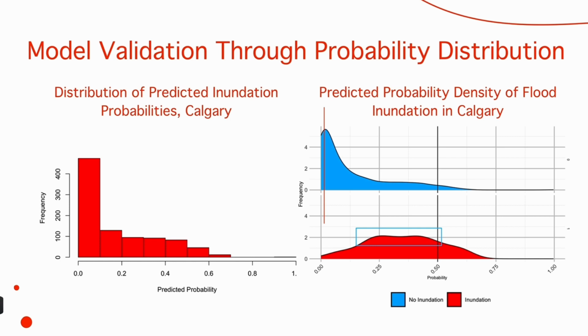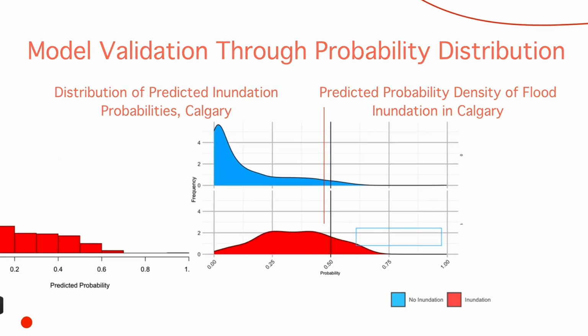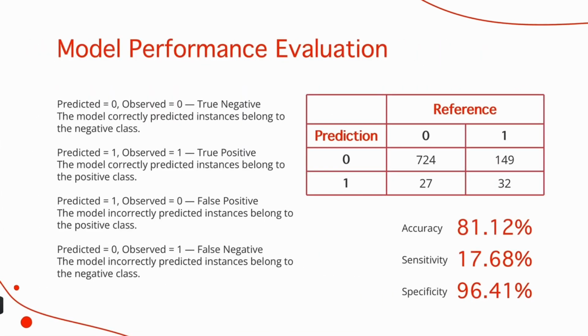The histogram in red shows most predictions cluster at lower flood probabilities, implying minimal risk for the majority of Calgary. The density plot distinguishes between the likely non-inundated areas in light blue, which our model confidently identifies, and the potential inundation zones in red, where predictions vary more, reflecting a degree of uncertainty for areas at a greater risk of flooding. Our flood prediction model was rigorously tested for accuracy.